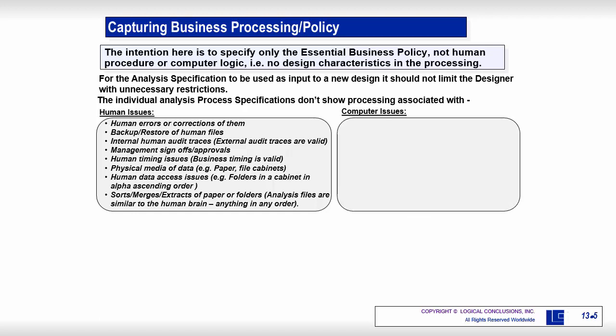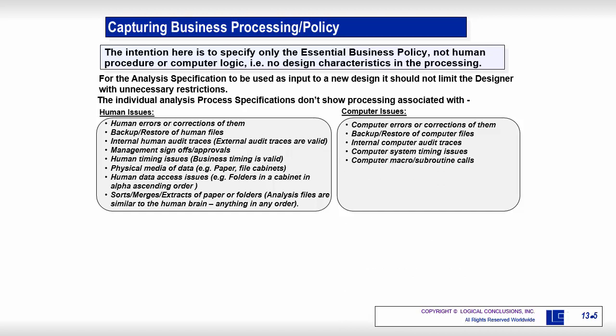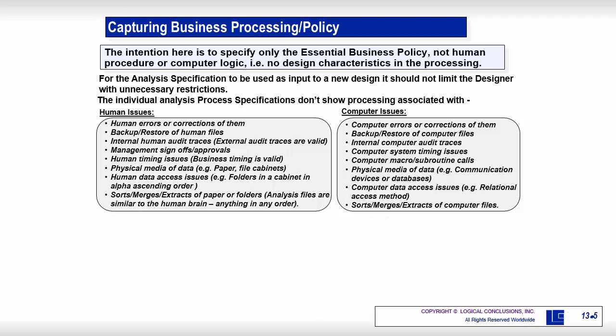The analysis process specifications also don't show processing associated with computer or automation issues such as computer errors or corrections of them, backup restore of computer files, internal computer audit traces, computer system timing issues, computer macros, subroutine calls, physical media of data, for example communication devices or databases, computer data access issues, for example relational access methods, sorts, merge, extracts of computer files. Now that's just the design issues I can fit on this slide. At this point I hope you can fill in more design issues for your particular organization.